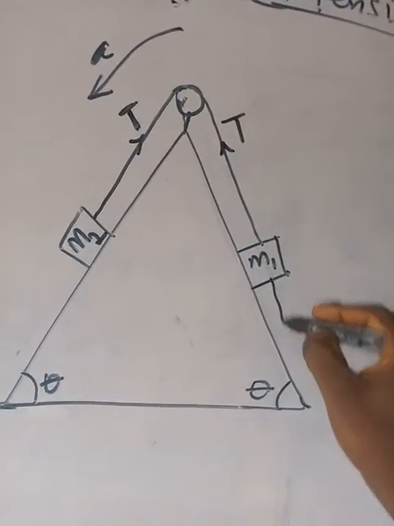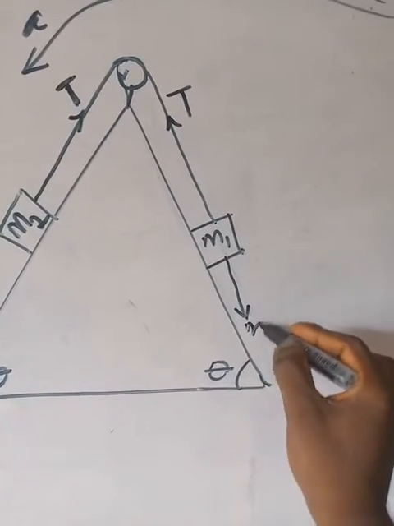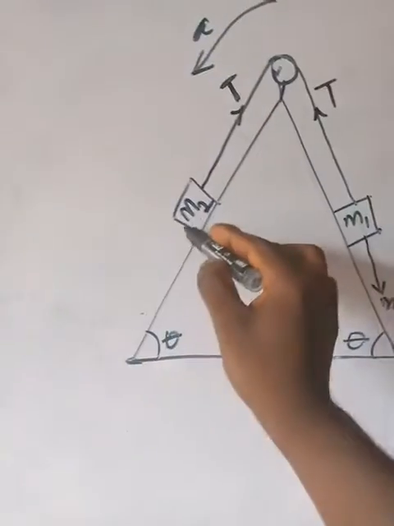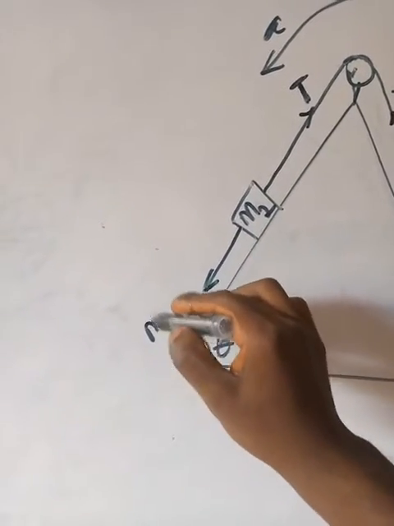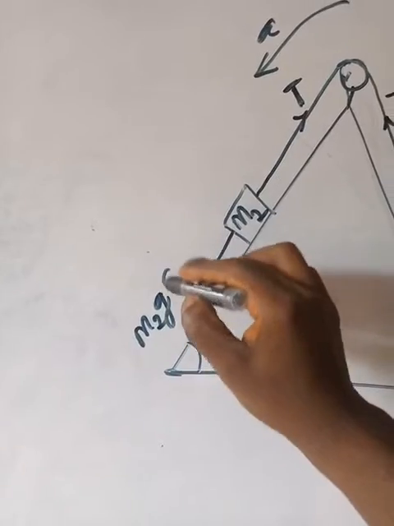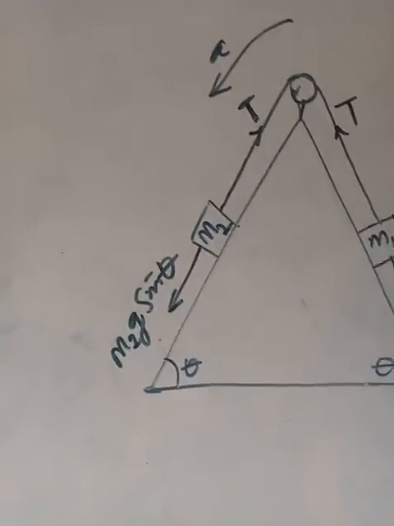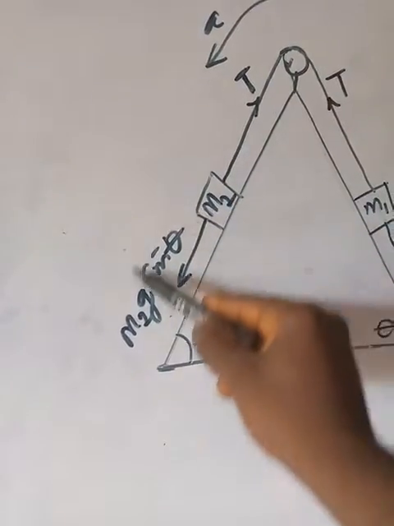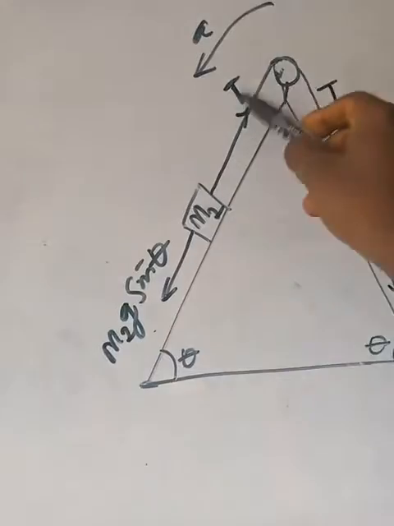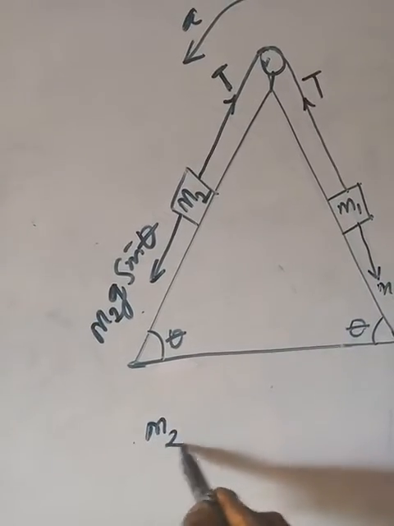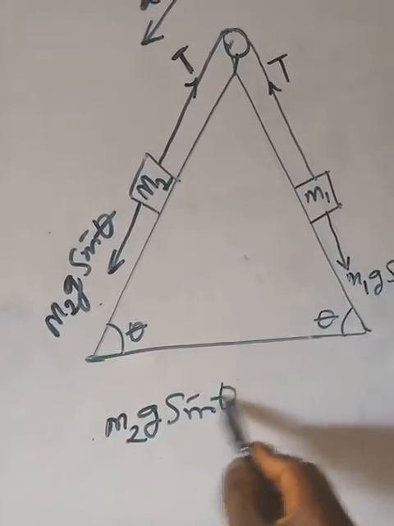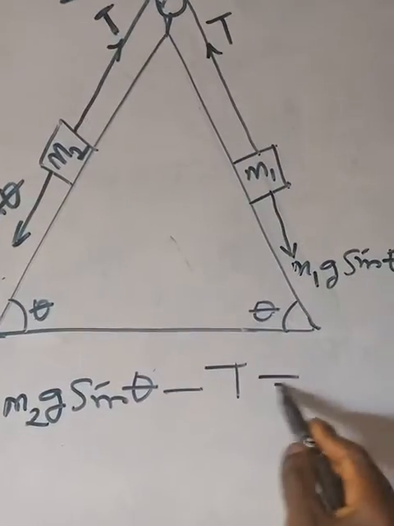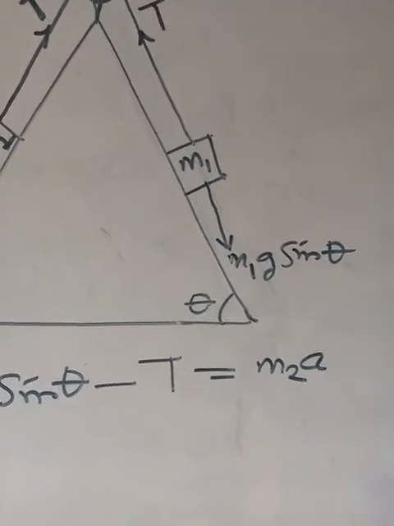Then if you resolve based on this plane, we are going to have m1g sine theta. Likewise here, since the angle is the same, this is m2g sine theta. Now if you consider this motion, moving this way means this force is greater than this tension. Now m2g sine theta minus tension T is going to give us m2a. That is the resultant force.